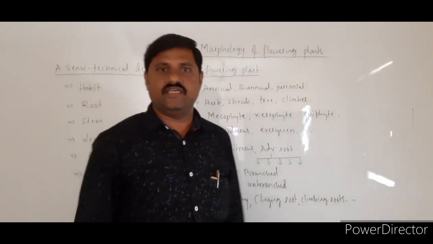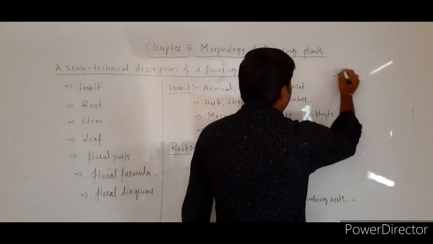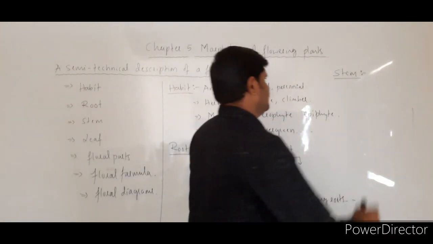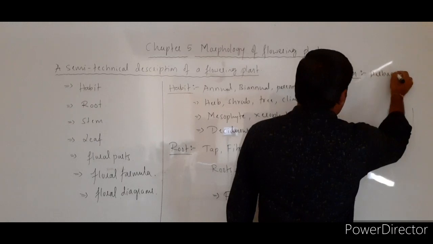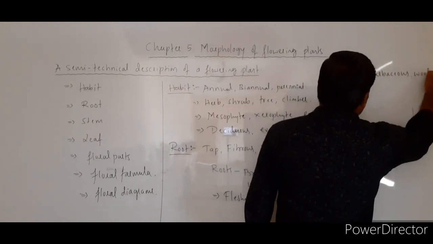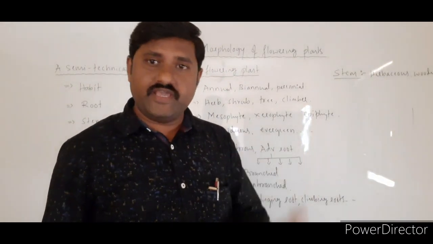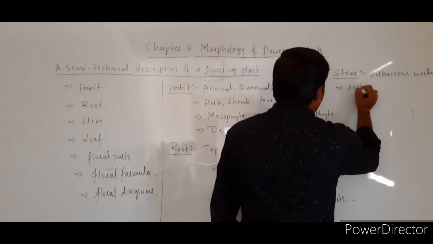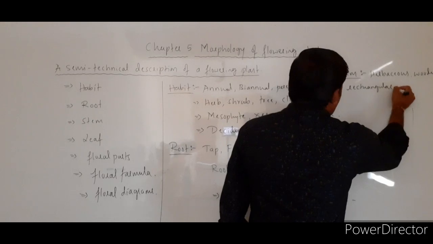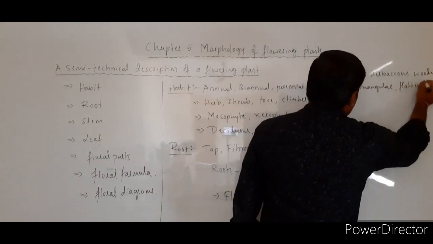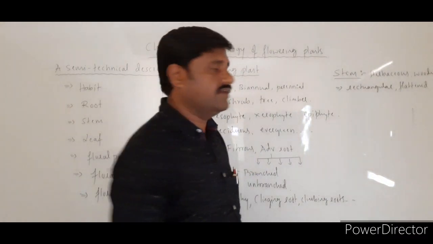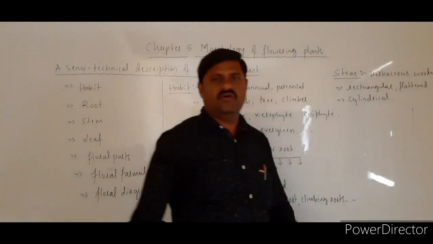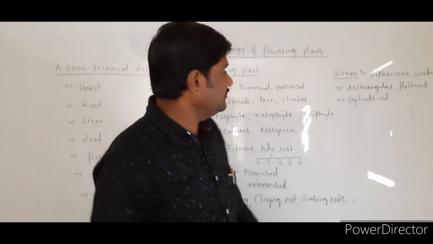After that, the next one is the stem, right? How the stem is, whether the stem is herbaceous, right? Herbaceous. Whether the stem is woody in nature or herbaceous in nature. Whether the stem may be rectangular or it may be flattened. Sometimes it is flattened, rectangular, or sometimes it is simply cylindrical, as usually seen in all kinds of plants, right? So this is how the stem is.